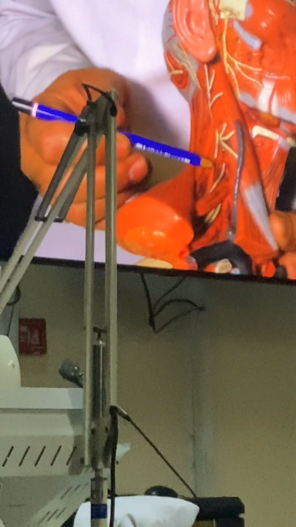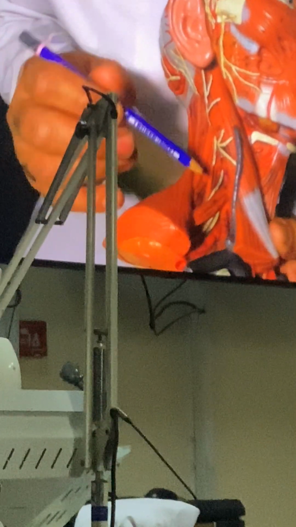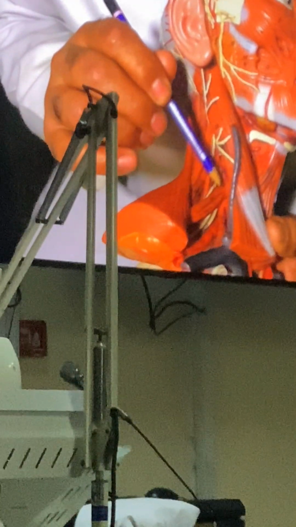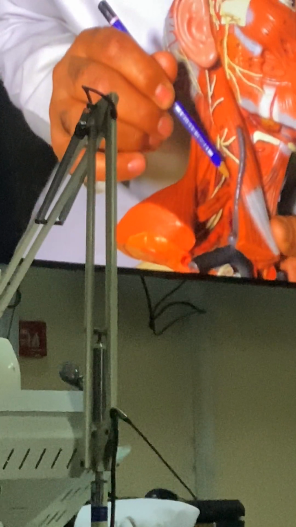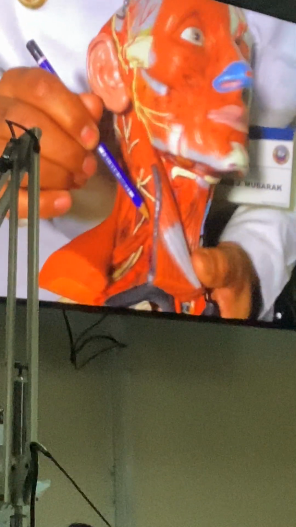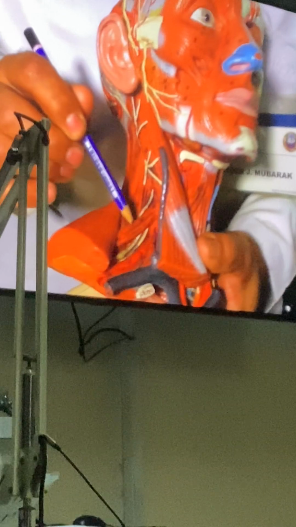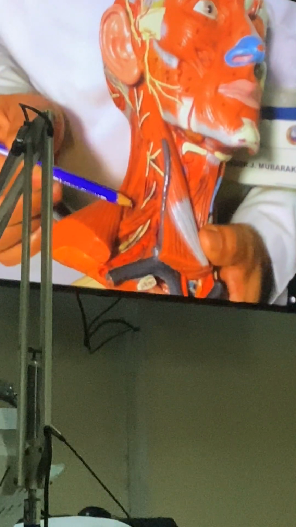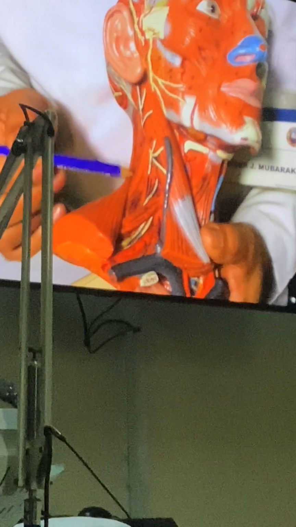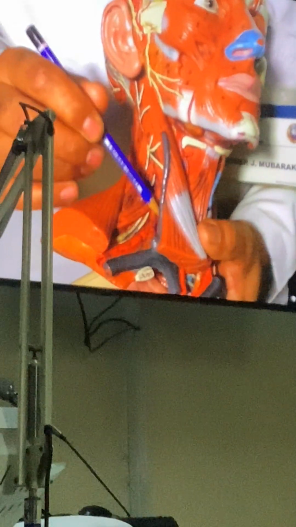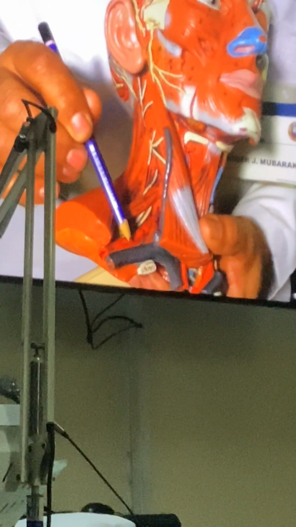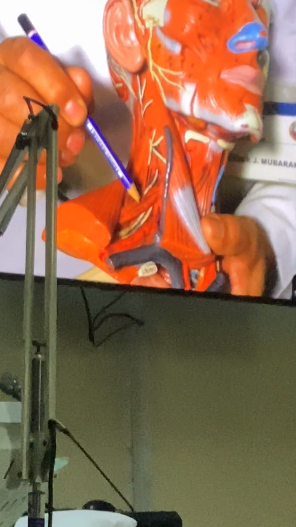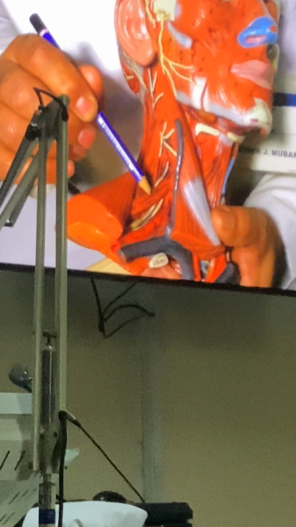More inferior to the accessory nerve and levator scapulae muscle, you may see the inferior belly of omohyoid. The inferior belly of omohyoid divides the posterior triangle into a larger upper occipital triangle and a smaller supraclavicular triangle that are divided by the inferior belly of omohyoid.